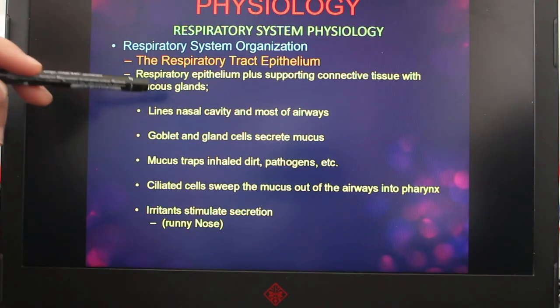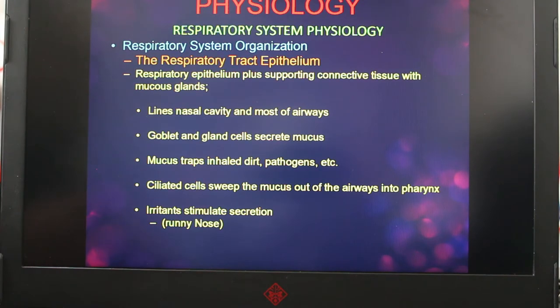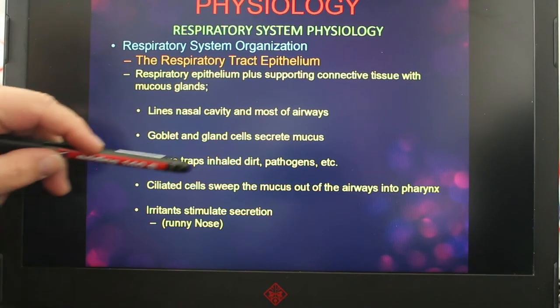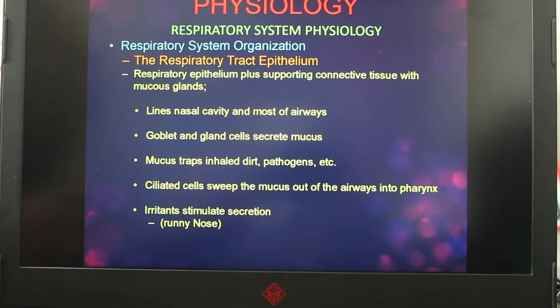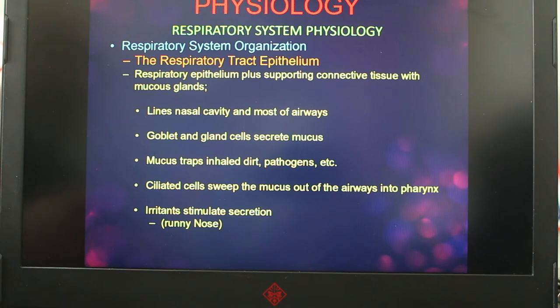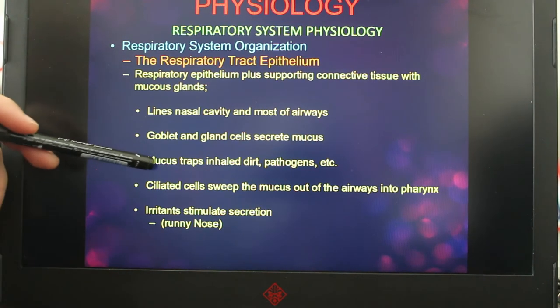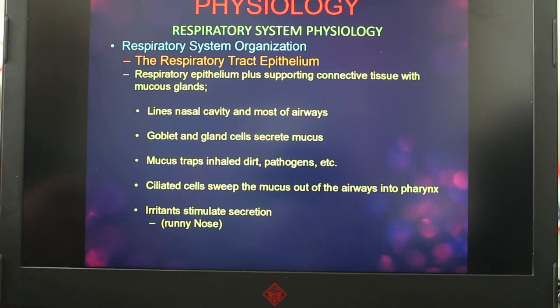The respiratory epithelium plus the supporting connective tissue with mucous glands lines all the nasal cavity and most of the airways. The goblet cells, this is a special name for the mucus-secreting cells, the goblet cells and gland cells secrete mucus, and mucus traps inhaled dirt, pathogens, etc. And ciliated cells sweep the mucus out of the airways into the pharynx so that we swallow it. Or when we cough, we spit it out. When met with irritants, the secretion is stimulated more and we get a runny nose.